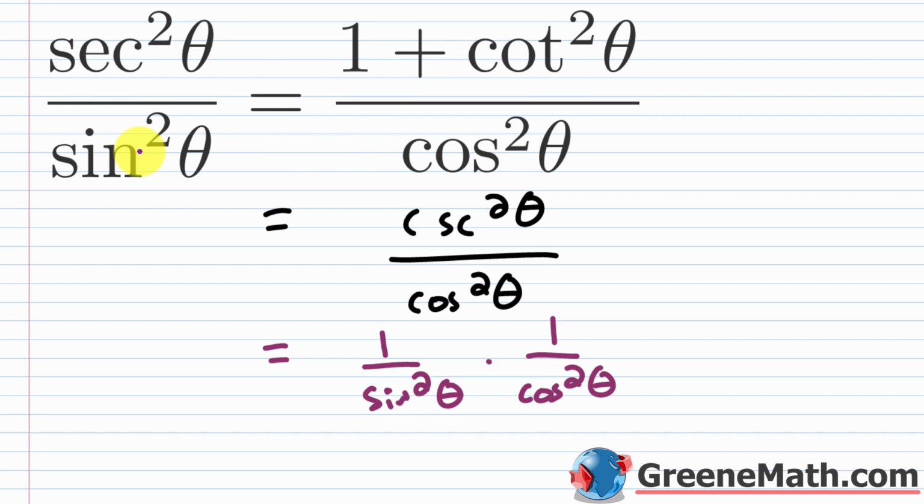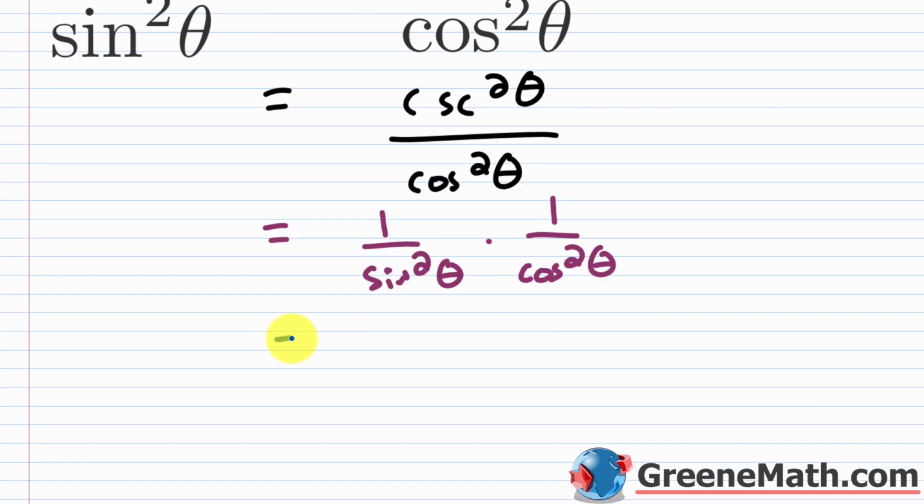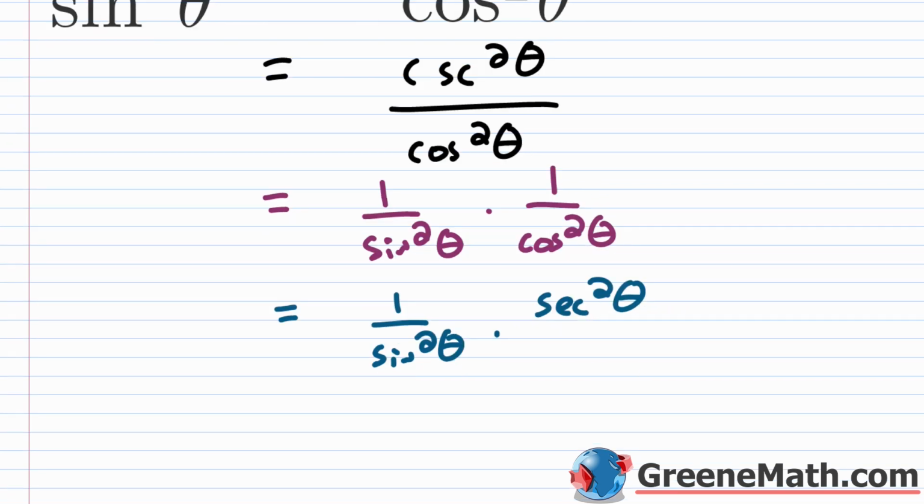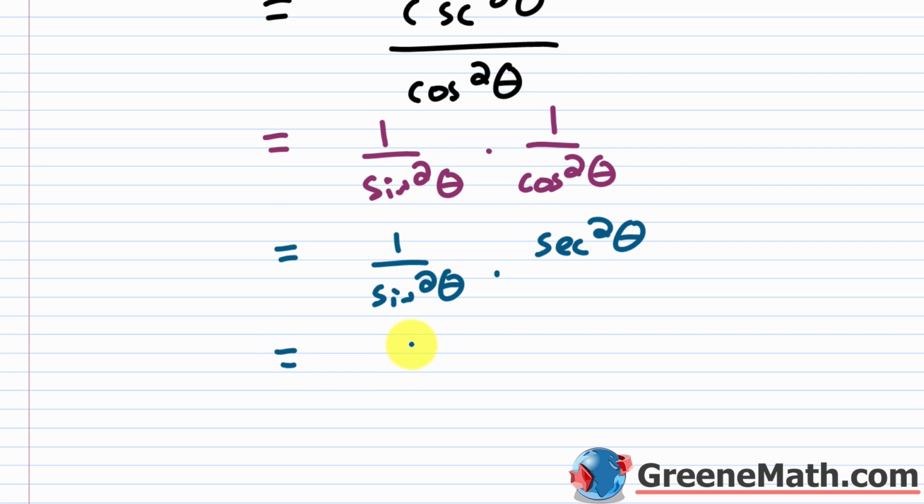But I need to get secant squared theta up here, and remember, 1 over cosine squared theta is the same as secant squared theta, and this is going to go off the screen, but we'll say that this is 1 over sine squared theta times, for this one, I'm going to say this is secant squared theta. And so now you have an exact match. So we can say that this is secant squared theta over sine squared theta. And again, I'm just going to put my little check mark here to show that I'm done.